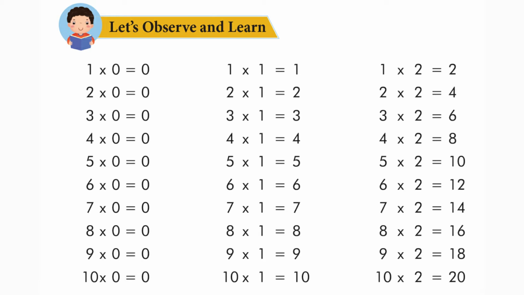Coming to the multiplication table for 2. 1 into 2 is 2. 2 into 2s are 4. 3 into 2s are 6. You have to memorize, but there's a secret. All the answers or the products are even numbers. I hope you remember 2, 4, 6, 8, 10, 12, 14, 16. They are even numbers. So you have to memorize these multiplication tables of 0, 1 and 2.